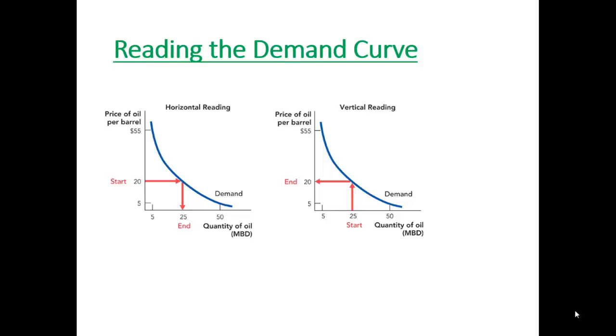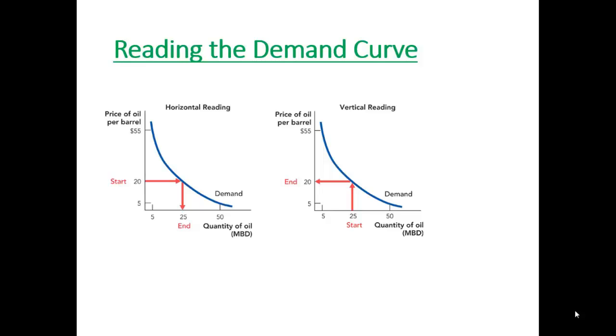But there's an alternative way to interpret the demand curve, and one that's going to be very useful throughout this course. The vertical reading, which is depicted in the right-hand graph, says an alternative way to think about the demand curve is that the demand curve tells us what the value is of a particular unit of oil. So for instance, right there where it says start, this suggests that the 25 millionth barrel of oil is worth $20 to the person who wants to buy it.